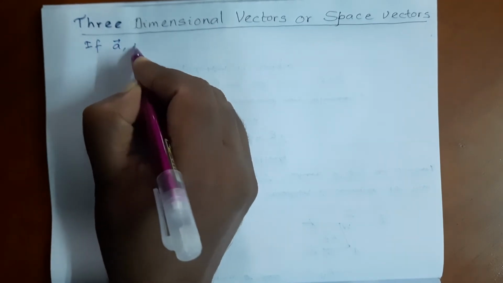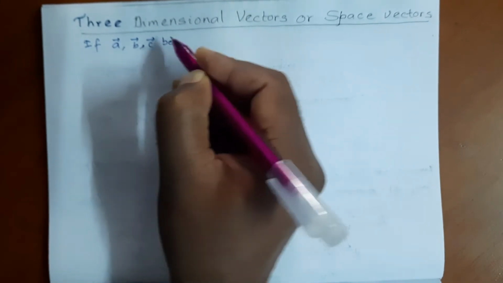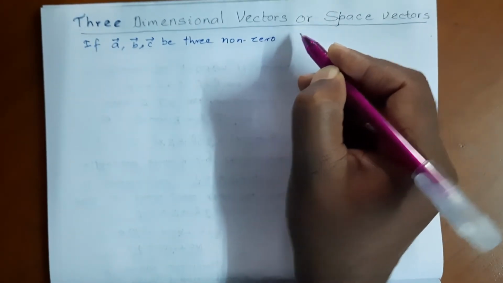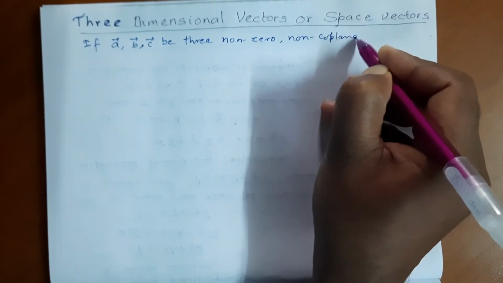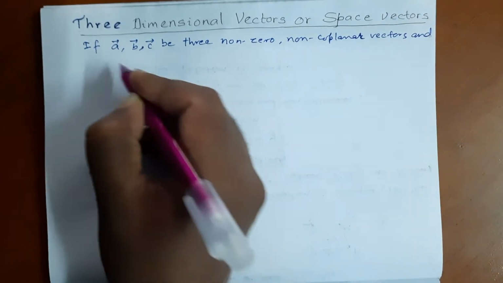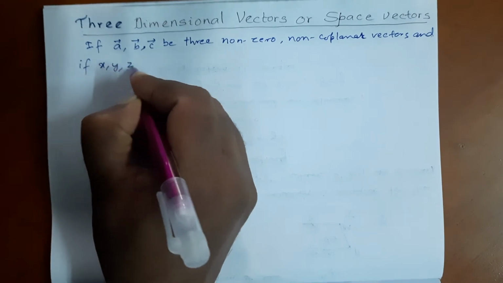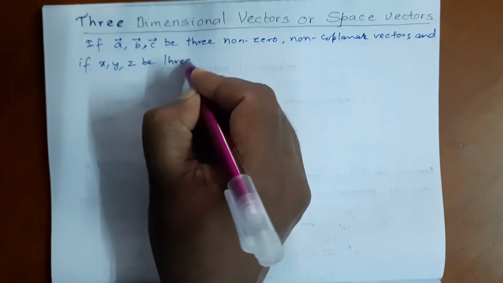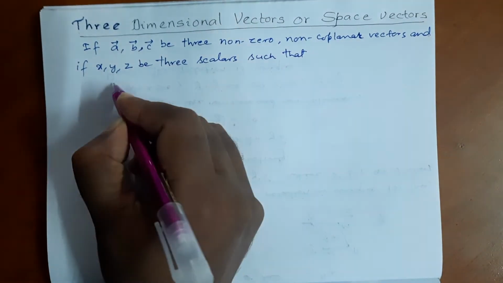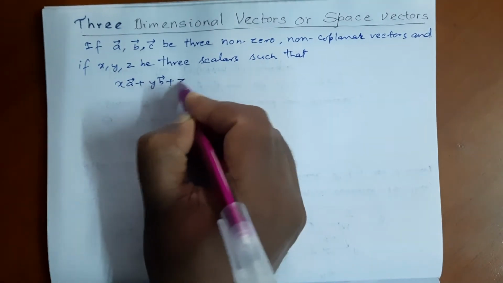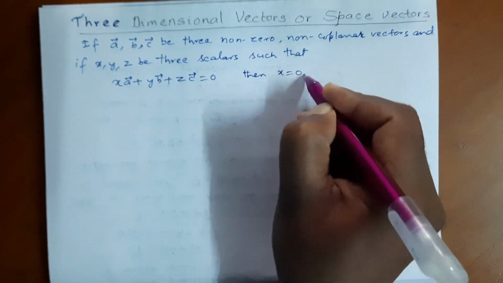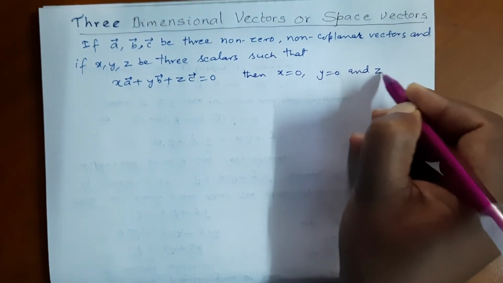If vector A, vector B, vector C be three non-zero, non-coplanar vectors, and if x, y, z be three scalars such that x vector A plus y vector B plus z vector C equals 0, then x equals 0, y equals 0, and z equals 0.